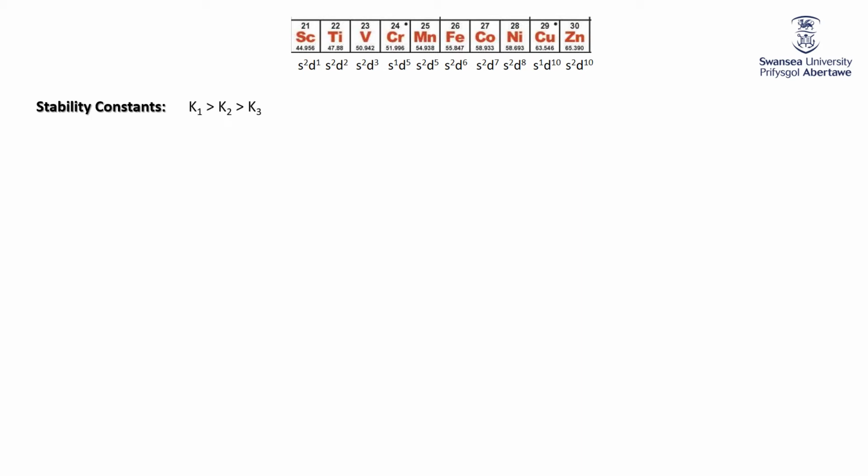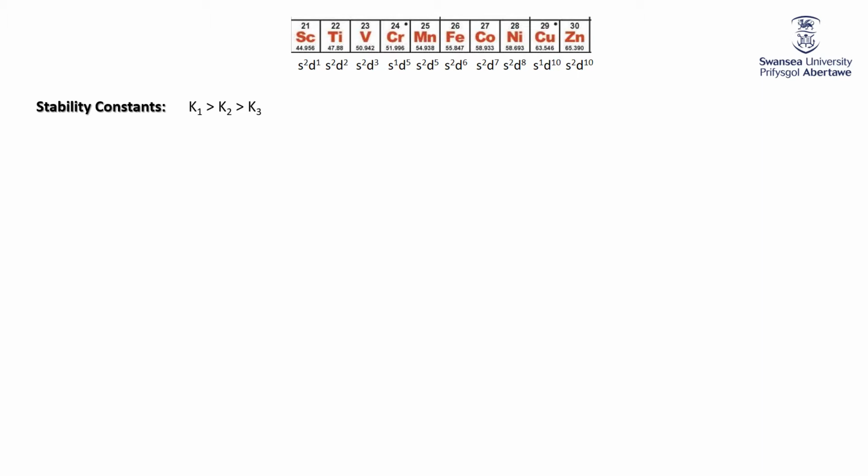Now, the first factor is that K1 is greater than K2, K2 is greater than K3, K3 is greater than K4, and so on. And ideally, this is just a purely statistical phenomenon.